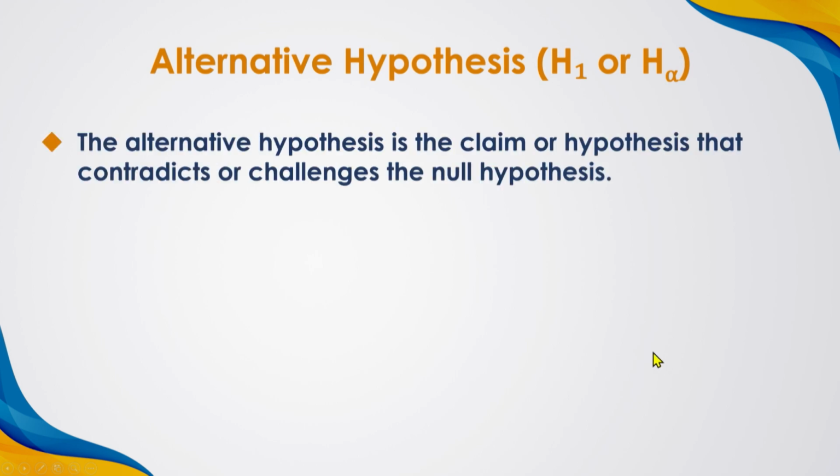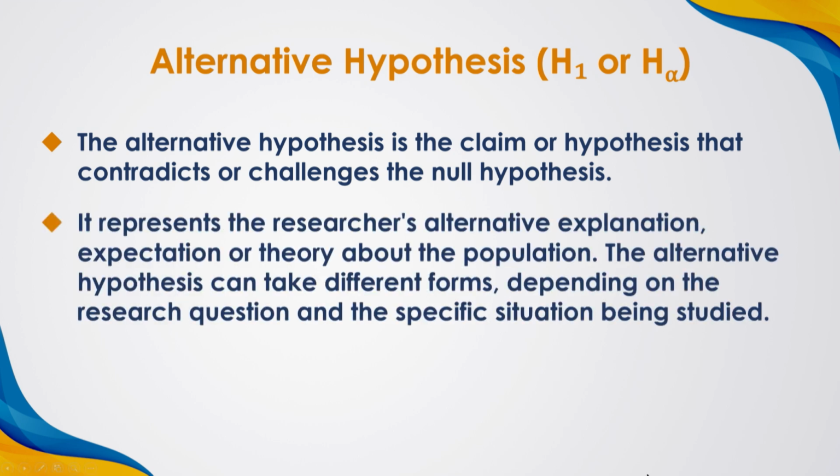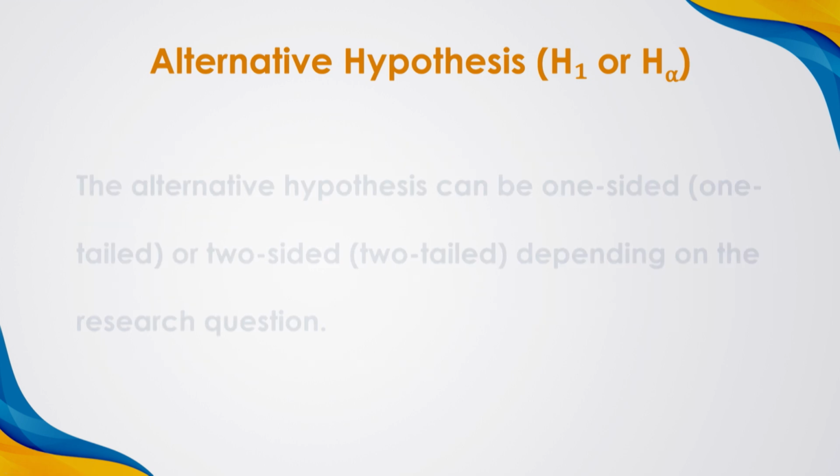Alternative hypothesis. Alternative hypothesis is the claim or hypothesis that contradicts or challenges the null hypothesis. It represents the researcher's alternative explanation, expectation, or theory about the population. The alternative hypothesis can take different forms depending on the research question and the specific situation being studied. It is often denoted as H1 or H alpha.